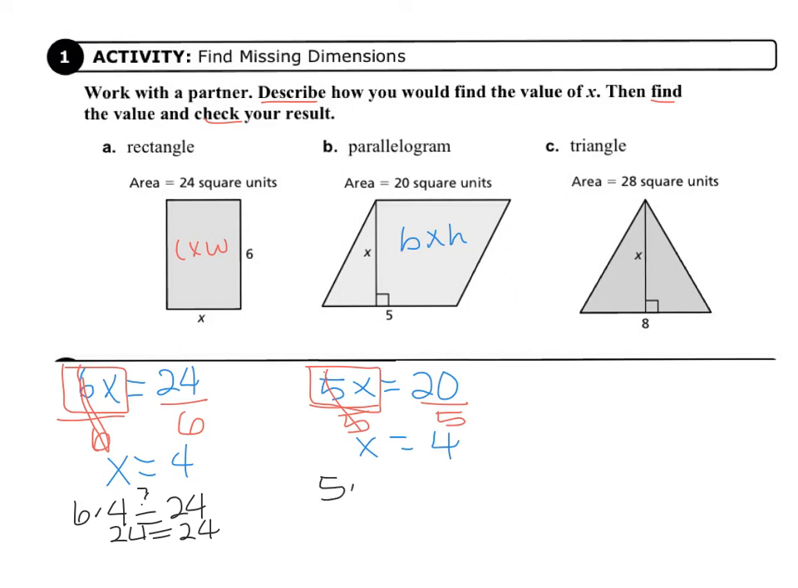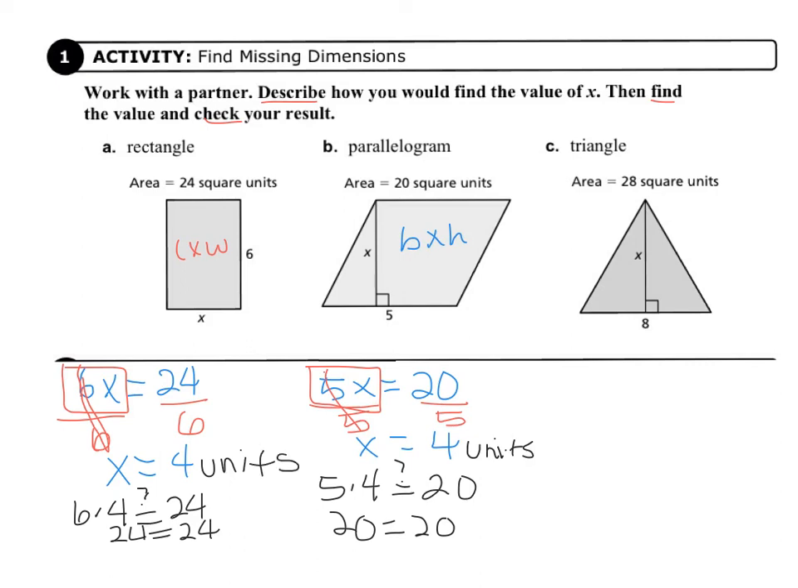5 times 4 is supposed to equal 20. 5 times 4 does equal 20. So our solution is correct. So x equals 4 units. And we need to put 4 units on the last one as well.